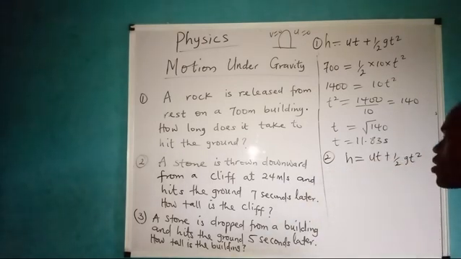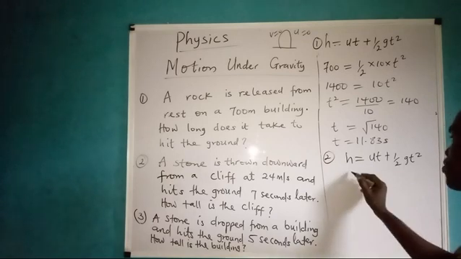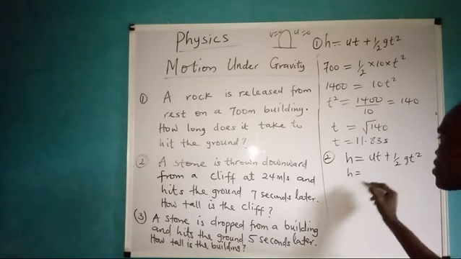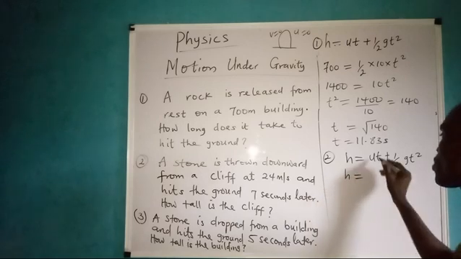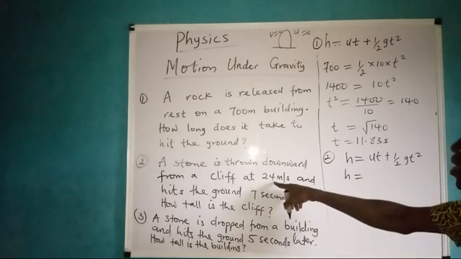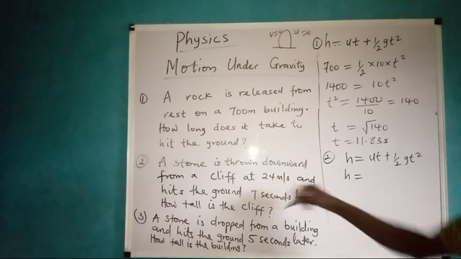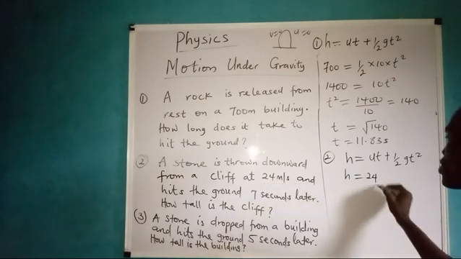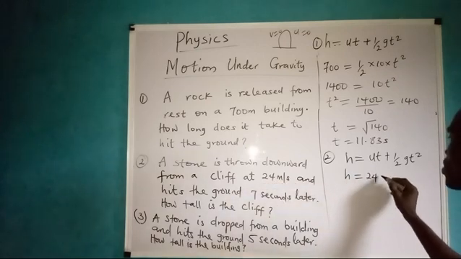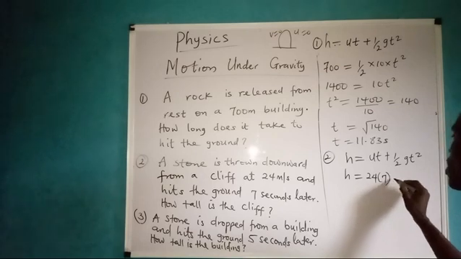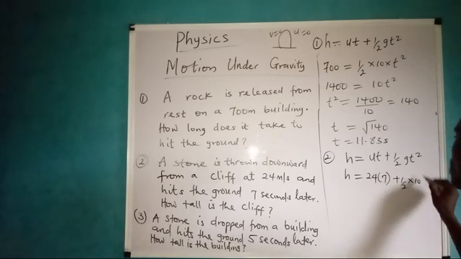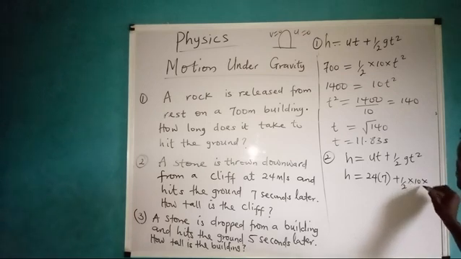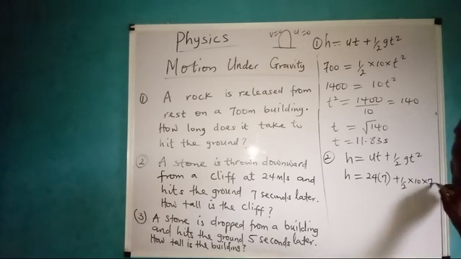They are not giving the height, we are looking for the height h, which equals ut plus half gt squared. They gave us the initial velocity, so we can use u as 24. What is our time? They gave us 7 seconds. And our g is 10. Again, our time is 7 seconds.